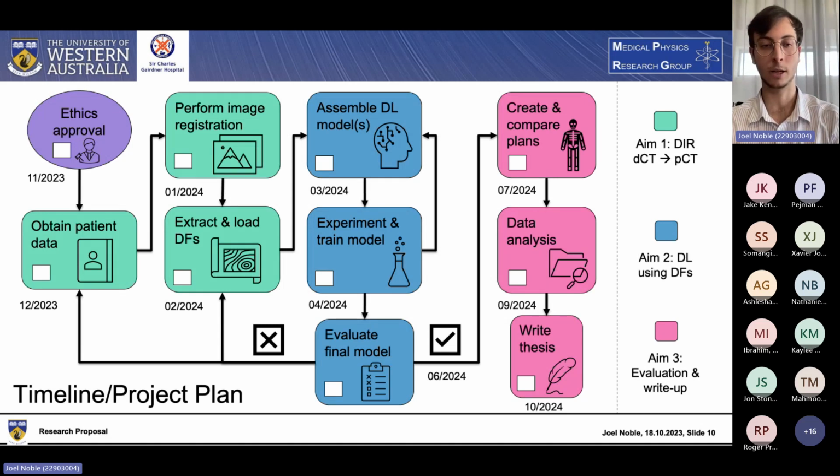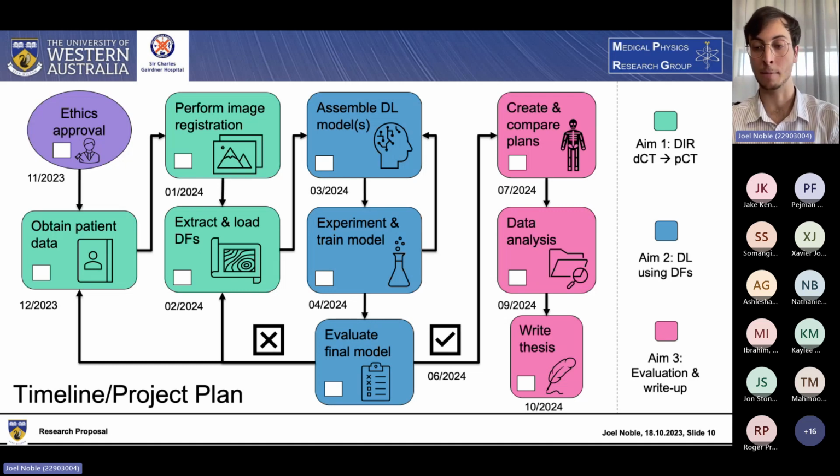So here's just a little timeline or a project plan, as well as something of a summary. You can see I've color-coded here to align with the aims that I mentioned at the start. Beginning with ethics approval, where I'm at the moment, already done the literature review, which is where my discussion of the studies was coming from. Then we'd get ethics approval, obtain the patient data, perform some image registration, extract and load these deformation fields, and then use that with our deep learning models and experiment with their hyperparameters using a validation set.